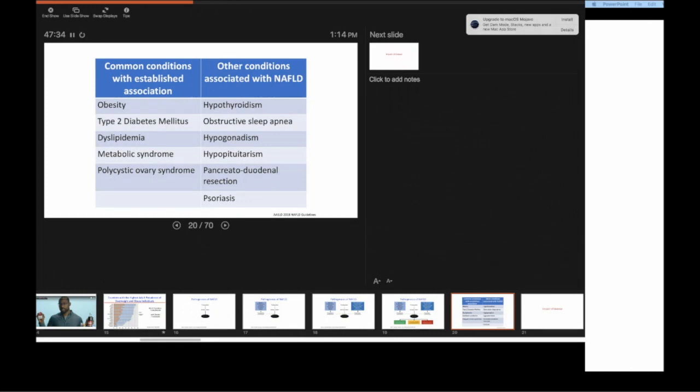Some common conditions associated with NASH are obesity, type 2 diabetes, dyslipidemia, the metabolic syndrome, and polycystic ovarian syndrome. So this is really the liver manifestation of the metabolic syndrome. Some other conditions that are associated but not as strongly linked are hyperthyroidism, obstructive sleep apnea, typically with obesity, hypogonadism, hypopituitarism, psoriasis, and pancreatoduodenal resection. And actually, we were just recently talking with the chairman of dermatology about some of his psoriasis patients.